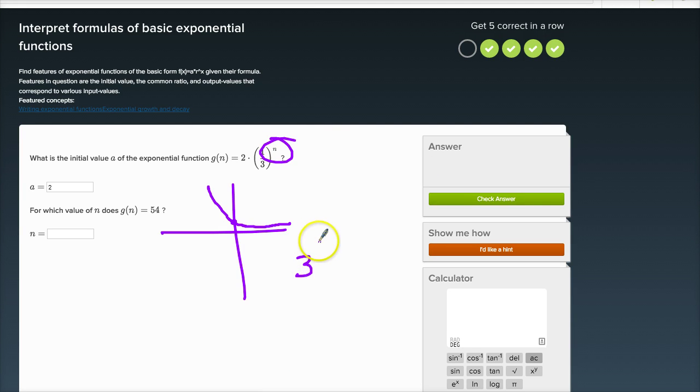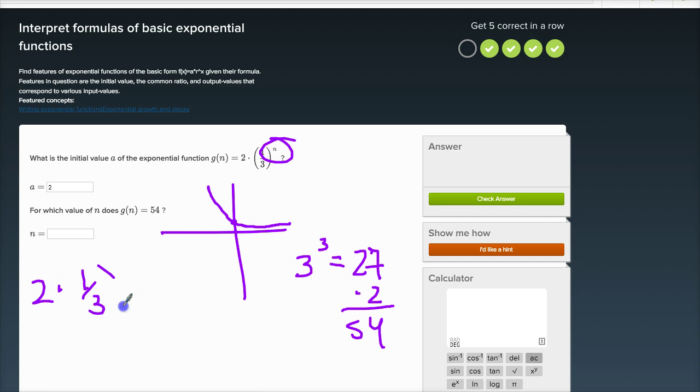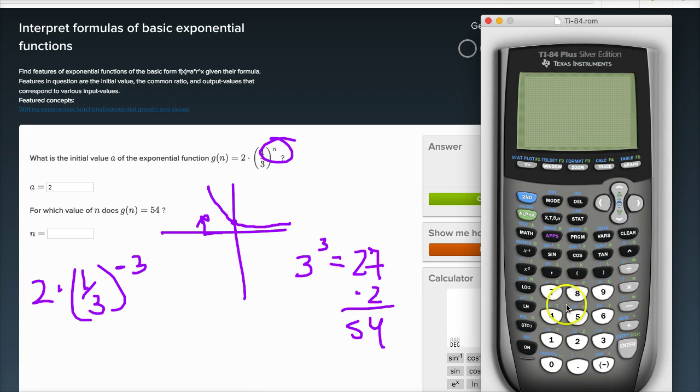Well, I know 3 to the third power is 27, and 27 times 2 is 54, so that looks pretty good. So I'm going to guess that if I did 2 times 1/3 to the negative 3, that might work. And if it doesn't work, I'm probably closer than I would be by just doing nothing. So at least I have an idea of where to start. You could skip the logic a little bit and still get this question right.